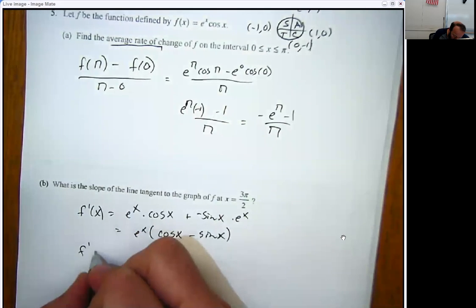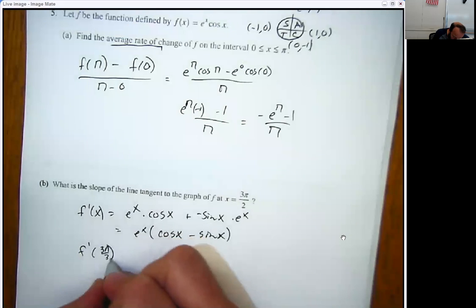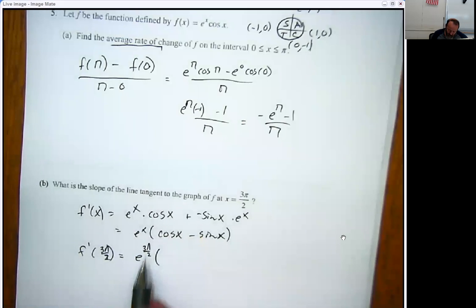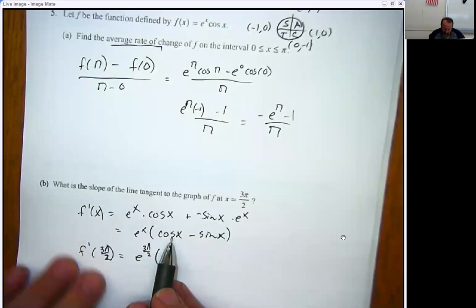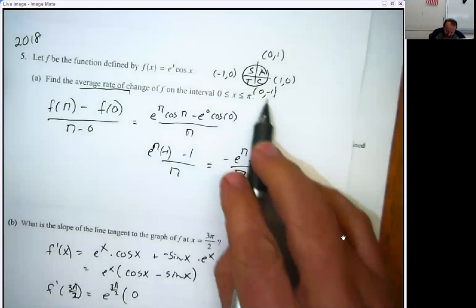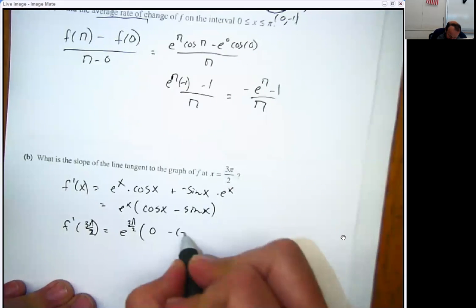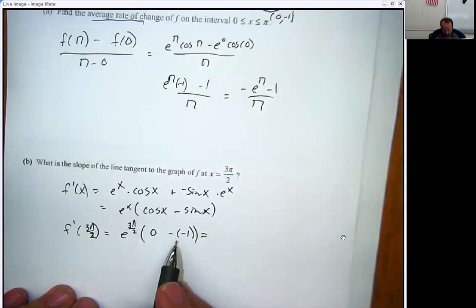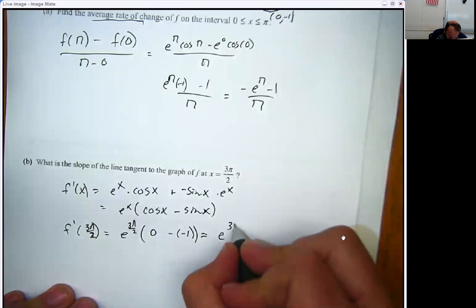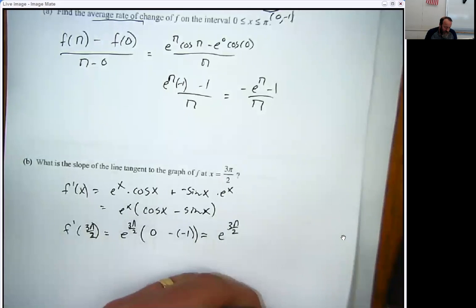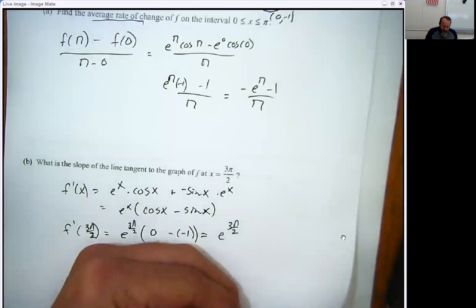You do not have to factor that out, but it just looked easier to me if I did that. So if I'm looking at f prime of 3 pi over 2, I, of course, have e to the 3 pi over 2 right here. The cosine of 3 pi over 2, as indicated up here, was 0. And the sine of 3 pi over 2 is negative 1. So notice I've got 0 minus negative 1, which is just 1. And so that entire answer is e to the 3 pi over 2. I hope you can see that that was actually a little bit of an easier problem than the one we had been working on from the 2017 exam.